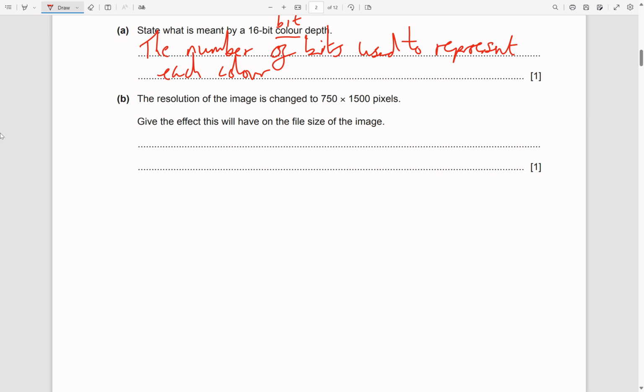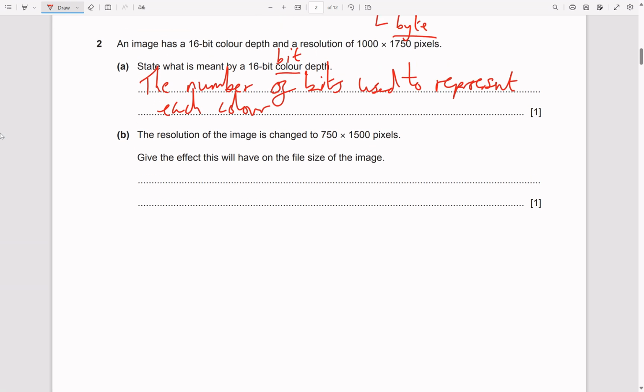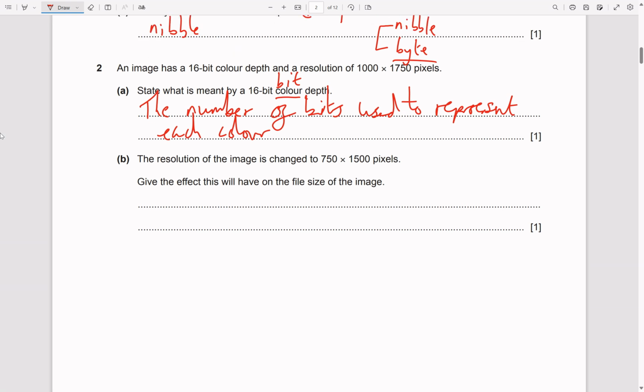Right, then the resolution of the image is changed to 750 by 1500. Give the effect this will have on the file size of the image. Right, so here, I just want to look, is there any relationship between 750 and 1000? So I guess here it's gone down by 1/4. But 1750 to 1500, right, it's not going to be a quarter. It's obviously a different ratio.